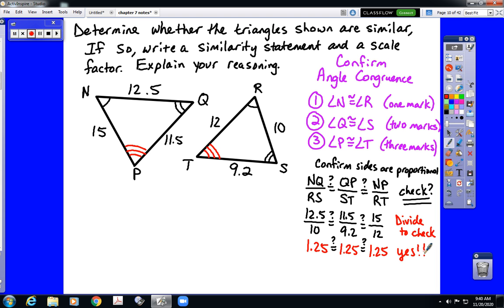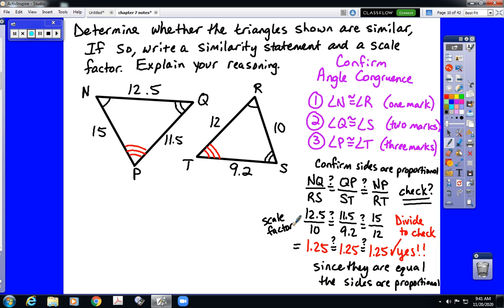They are all equal, which means that it does check out. They are proportional side lengths. So since they are equal, the sides are proportional. Okay? Now, as for the scale factor, we have to ask ourselves, what fraction is equivalent to 1.25? Our calculators are capable of converting, but the scale factor would be 1.25 as a fraction, which is 5 over 4, which allows us to answer the question. We say yes.